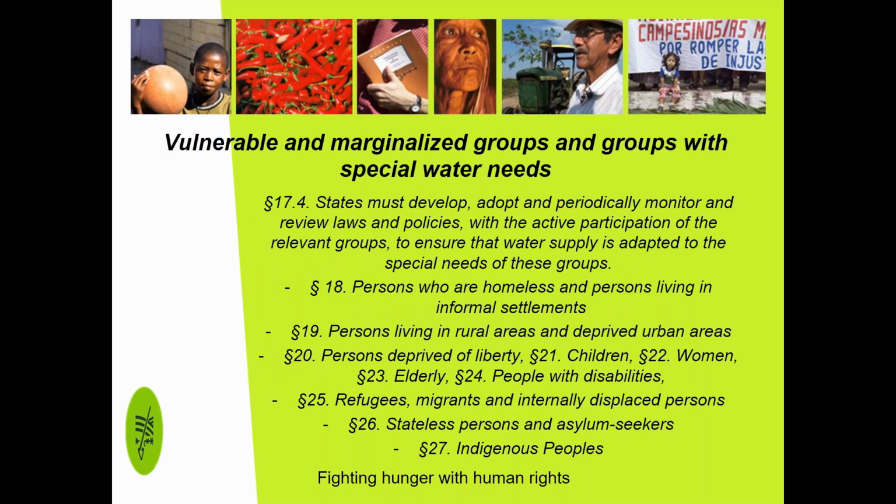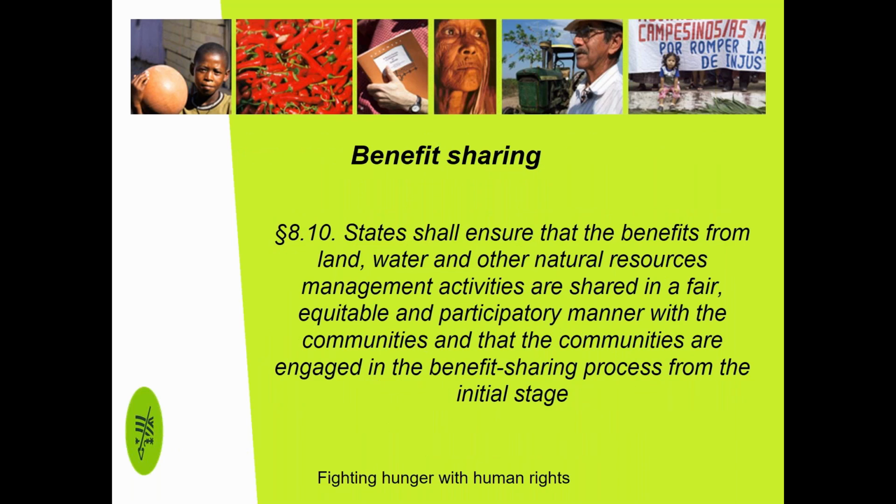And you have these paragraphs on vulnerable and marginalized groups, which you can read. You have homeless people, people living in rural areas, the elderly, people with disabilities, women, stateless people, asylum seekers, refugees, and indigenous people. All these are vulnerable and marginalized groups, and their special needs should be taken into account when it comes to the realization of the right to water. And of course, you have benefit sharing.